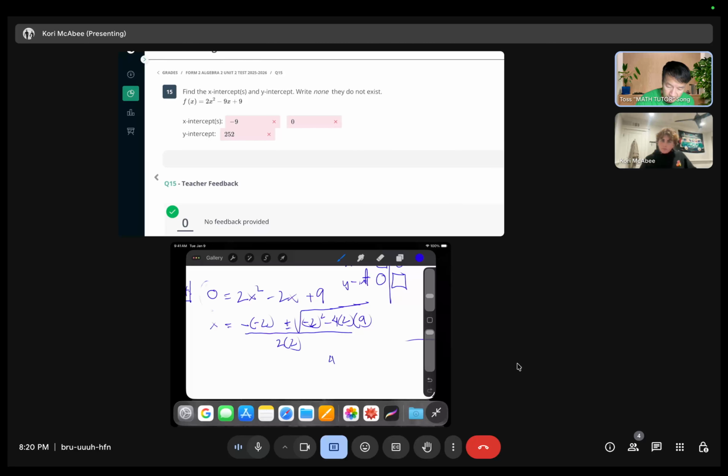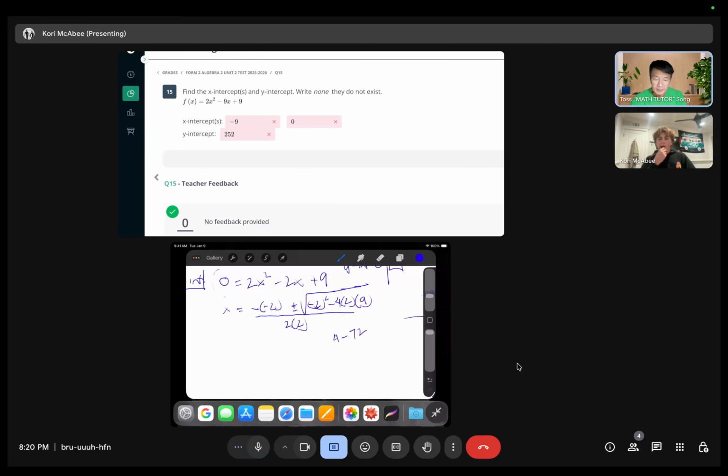So it's 4 minus 8 times 9. 8 times 9 is 72. So I'm going to get a negative number inside the root. If you want to show anything, you go like this: dot, dot, dot, plus a negative number. Just write exactly this over 4.